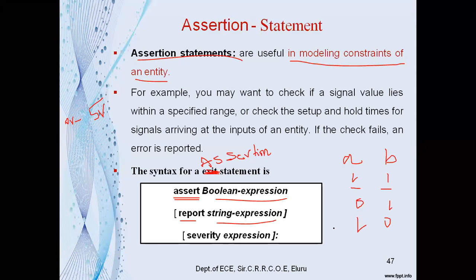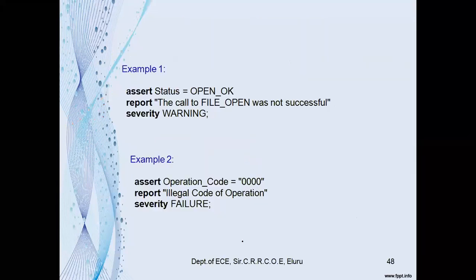Okay, so here the syntax consists of assert with a Boolean expression, and here we will check the condition of the Boolean expression. If the Boolean expression is true, then it will normally execute the statements of the VHDL code. If the Boolean expression is not satisfied, if it is false, then it reports a message with a severity level. The severity level means whether it is a note, a warning, an error, or a failure.